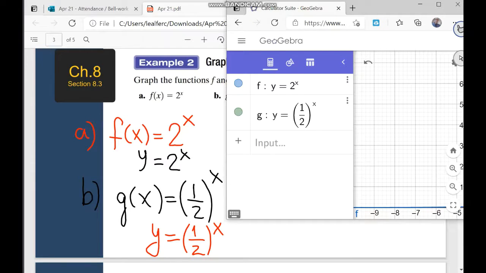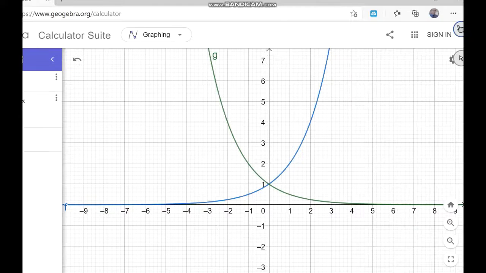And let me expand. Yes, look. I'm going to use a different color, red. Now the function in red is a decay because b is 1 over 2, which is less than 1. Now we're going to have a decay, right?